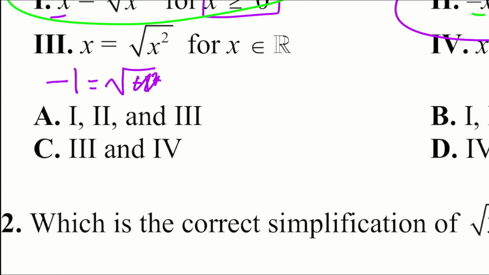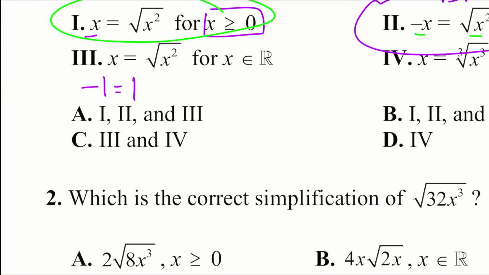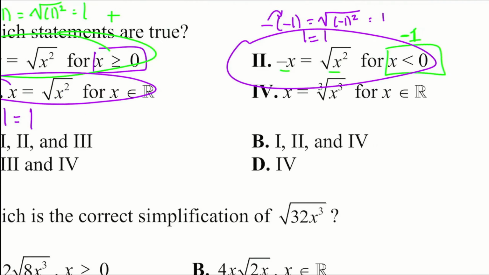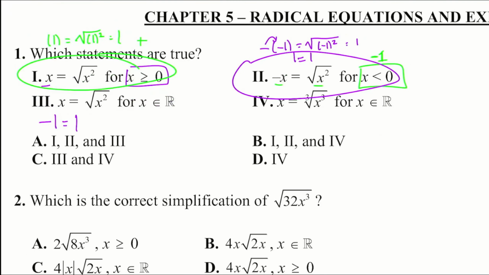So negative 1 squared gives us 1. Square root of 1 is 1. Negative 1 does not equal 1. So that means this actually is wrong, because when we plug in negative numbers, it doesn't give us the same input as output. So this is not going to be a true statement.